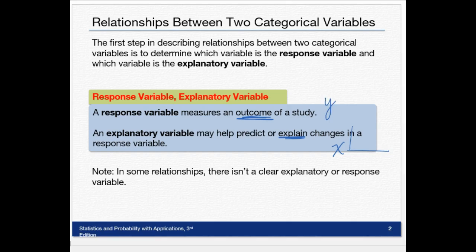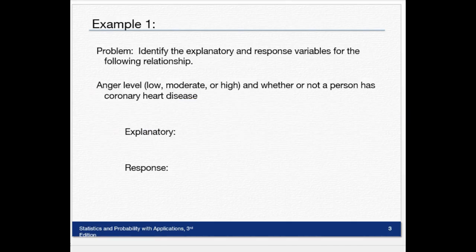Okay, so which one affects the other? You could say the explanatory is the independent variable, and the response is the dependent variable. It's just a different terminology in statistics. So we have explanatory and response. Okay, in some relationships it's not clear which one is which, but most of them you can tell. So let's try this. The problem, here it is.